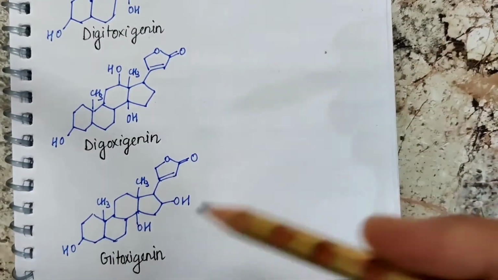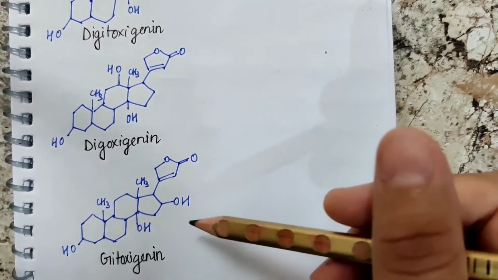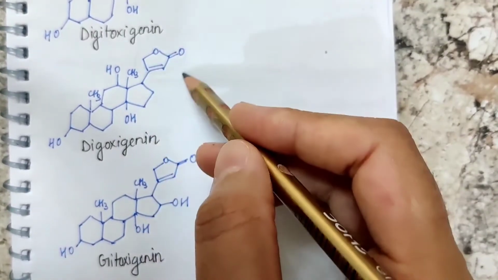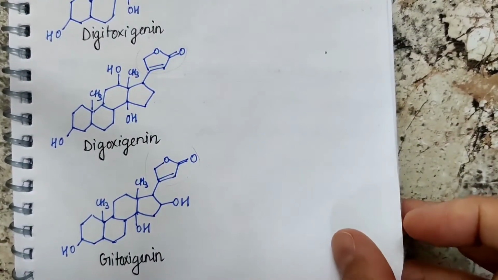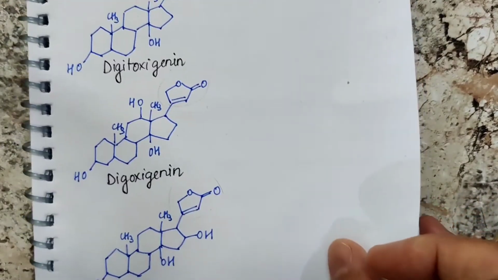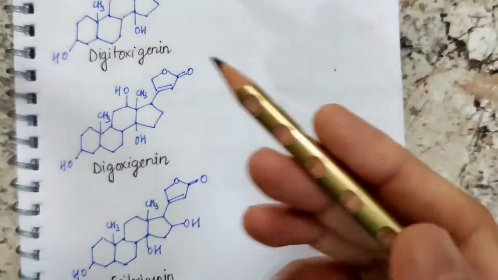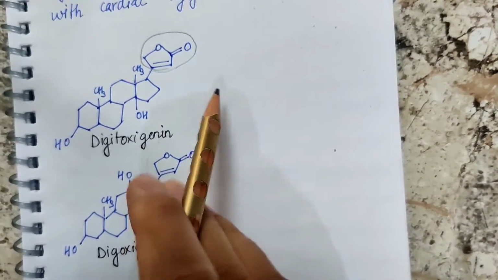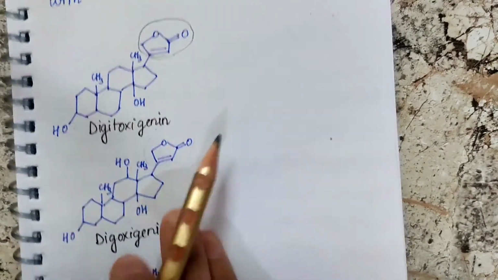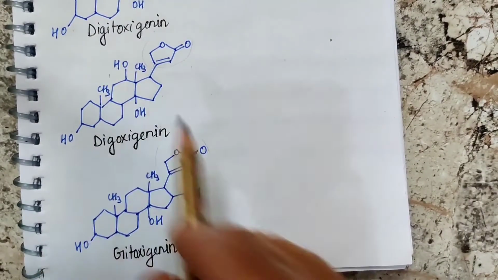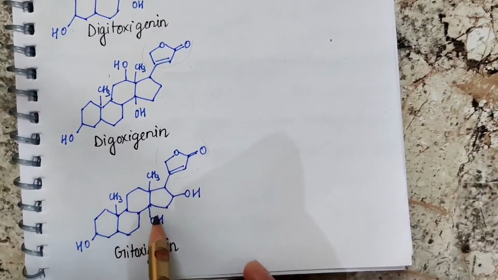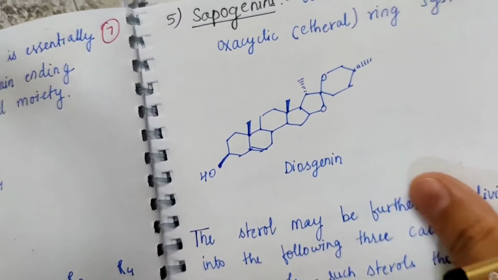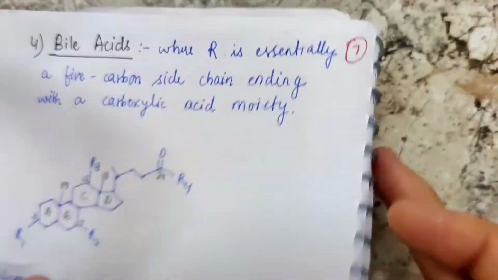Similarly, gitoxigenin. So all of them have a lactone ring present. There is a difference in the places where hydroxy groups are attached. In this case, you had only 2 hydroxy groups. In the second, you had 3. In gitoxigenin, again you had 3 hydroxy groups, but this time the position of the hydroxy group has been changed. Next we move to bile acids.